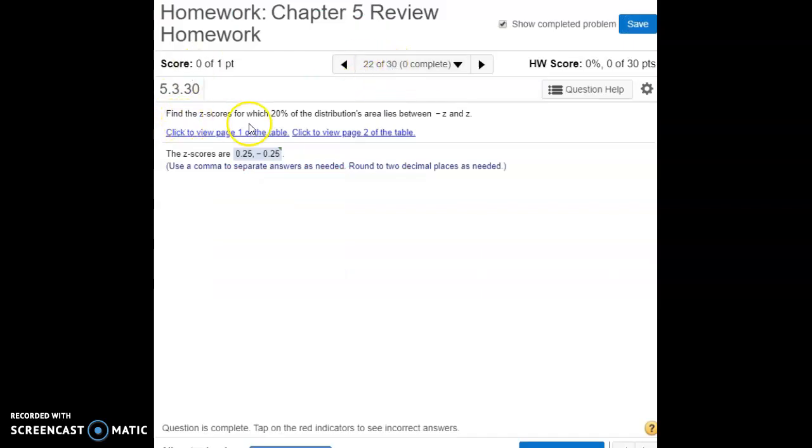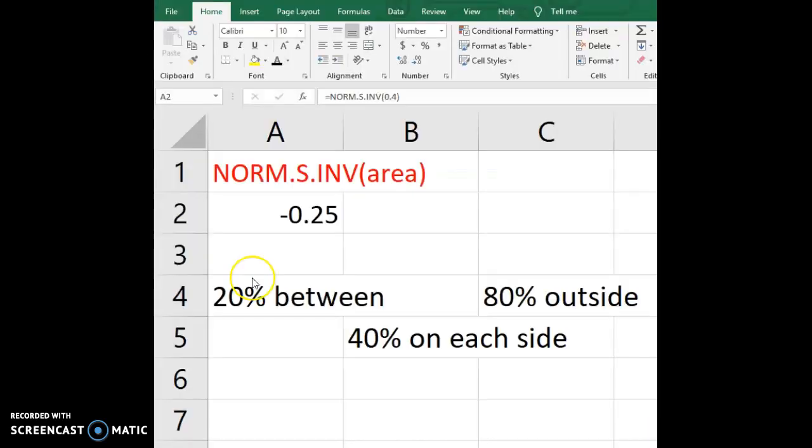22, we're going to find the z-scores for which 20% of the distribution lies between negative z and positive z. So our answers are going to be two z-scores that have the same exact numbers, but one's positive and one's negative. A good way to solve this one is to use the symmetry of the normal distribution. If we have 20% between our two z-scores, that means 80% would be outside of those two z-scores. And so by symmetry, there would have to be 40% on either side of our two boundaries.